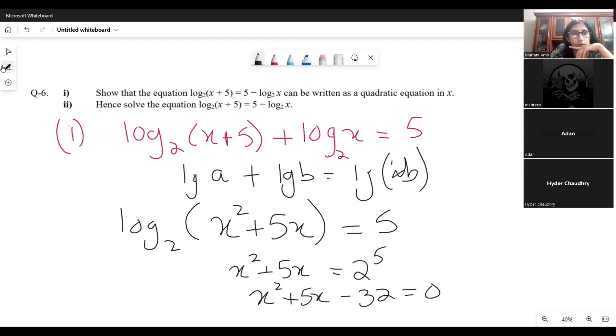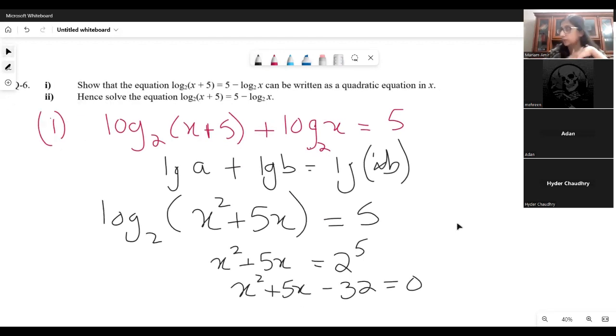Yeah, we've done part 1. We were supposed to show that we get a quadratic equation. That's right. x square plus 5x minus 32 equals 0 is the correct answer.